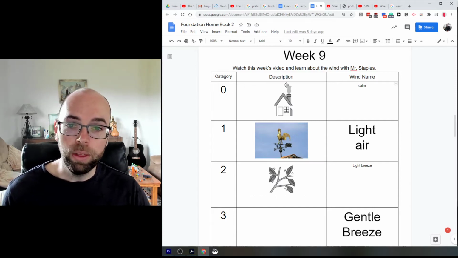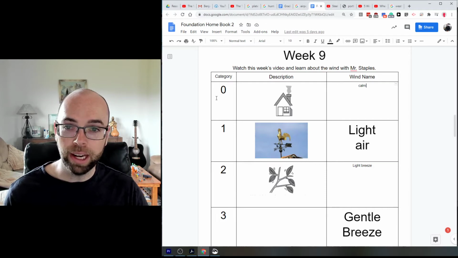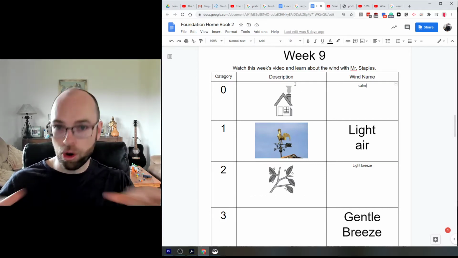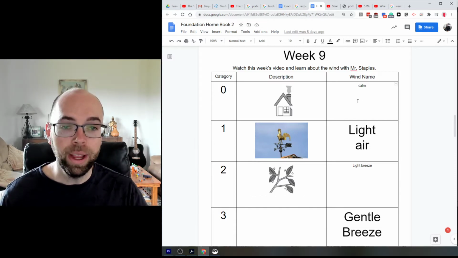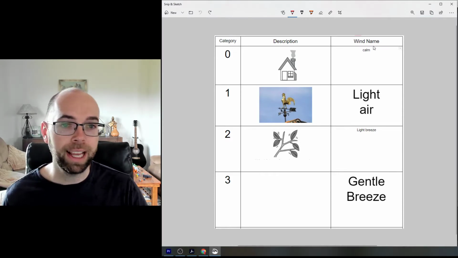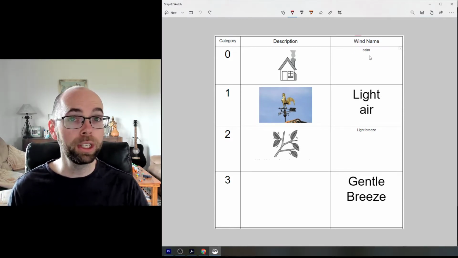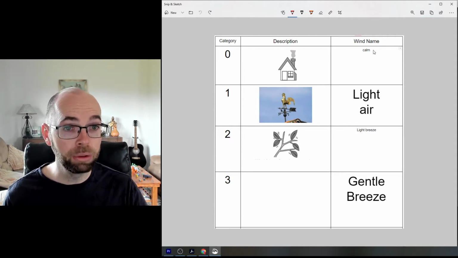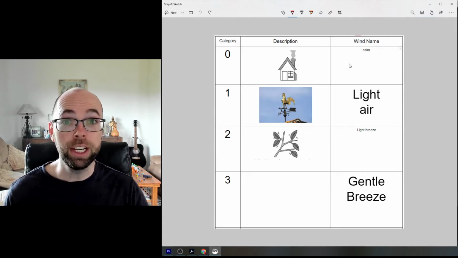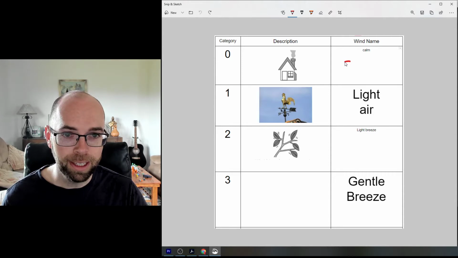Now, this first one here is category 0. So this is when there is 0 wind, when there's no wind. Okay, when there is no wind at all, we actually call this calm. Now I've written the answer for you, so all you need to do is copy my little writing there. So I'll write calm here. You need to write calm as well. So you can do this at the same time if you'd like. I'll try to do it with my mouse. C-A-L-M.